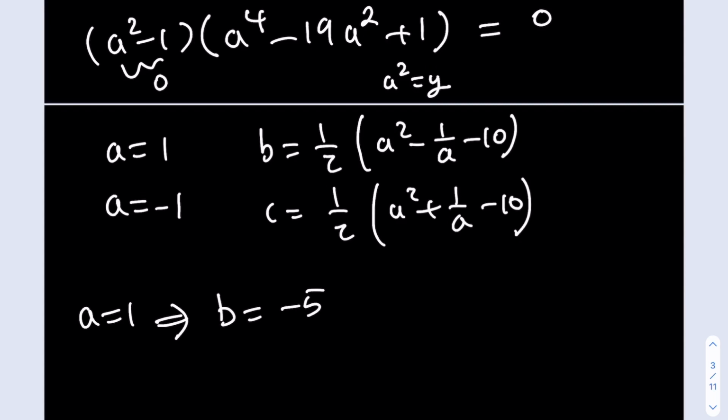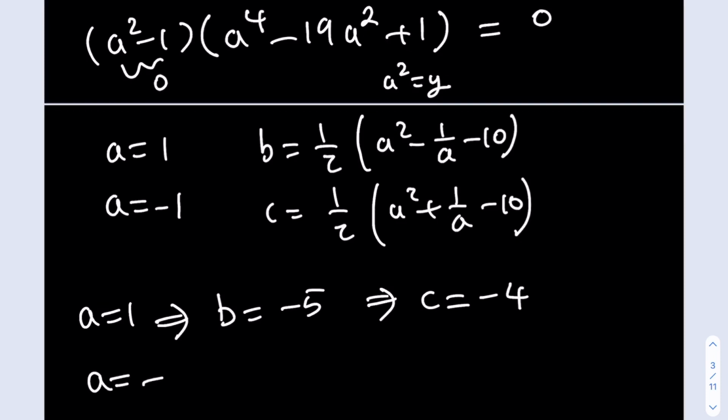Awesome. And in the second one, I can just use the implication here. If A equals 1, then C is also going to be negative 5? No, actually not that. 1 plus 1 is 2. 2 minus 10 is negative 8. That's going to be negative 4. Okay, cool. If A equals negative 1, what happens?